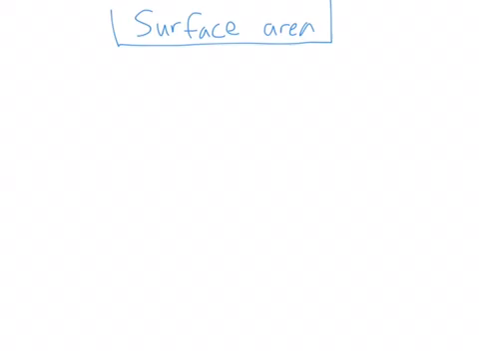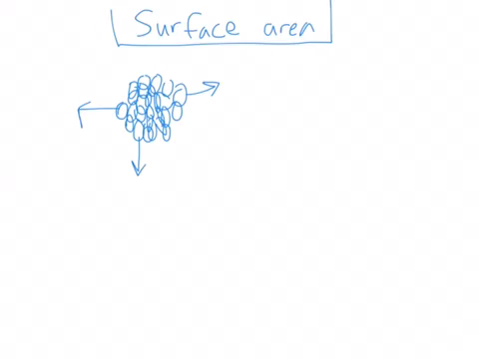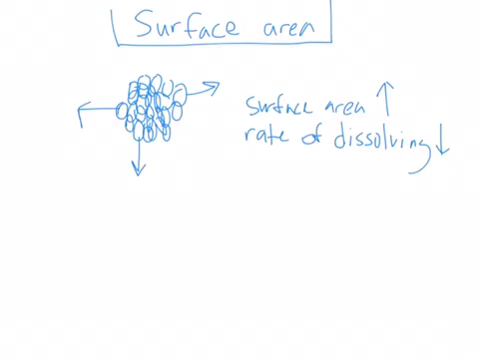The surface area is another important factor. If there is a large chunk of a substance with a higher surface area, it takes longer to break it apart and dissolve the solute. Therefore, the greater the surface area, the slower the rate of dissolving.